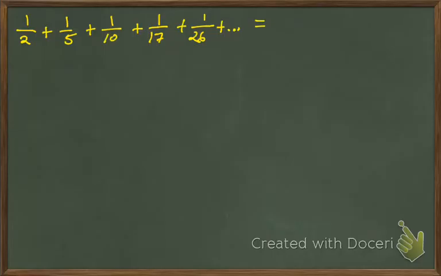Okay, in this example, we're going to look at another infinite series, and we're going to end up using the integral test also on this particular series. And so we have the series 1/2 plus 1/5 plus 1/10 plus 1/17 plus 1/26 plus and so on. Now, if we look at perfect squares, 1 and then 4 and then 9 and then 16 and then 25, you notice that the denominators of this series are all 1 more.